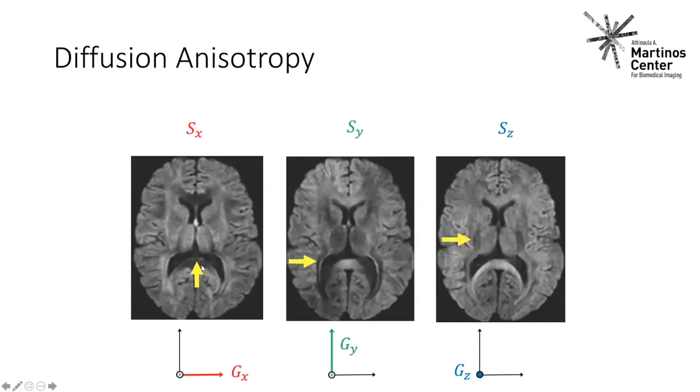For example, in the corpus callosum, the fiber direction is left-right. So when we apply the diffusion gradients in the left-right direction, or X direction, you can see the diffusion signal is pretty low in this fiber tract. And it is the same for the optic radiation in the anterior-posterior direction. It's the same for the corticospinal tract in the inferior-superior direction.